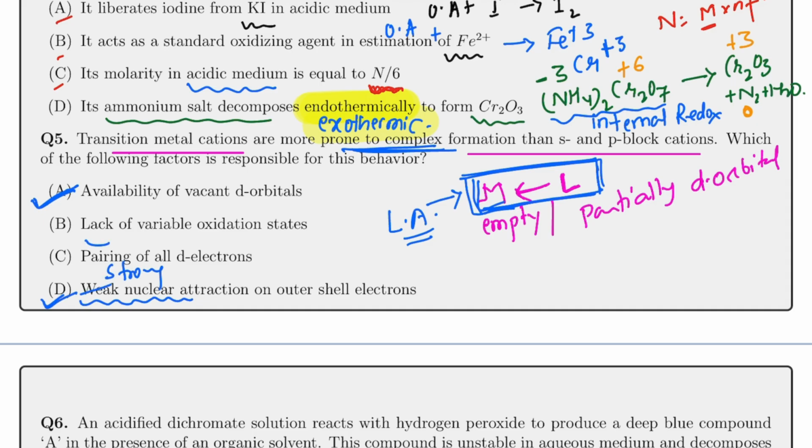Now, a lack of variable oxidation state: this is not true, as transition metals do not lack variable oxidation states. In fact, variable oxidation state is one of the important physical properties. So this is wrong. And pairing of all d electrons: we know that many transition metals have unpaired electrons, so this is also wrong. And the last one said weak, so it will be wrong. So the right answer for this is A.